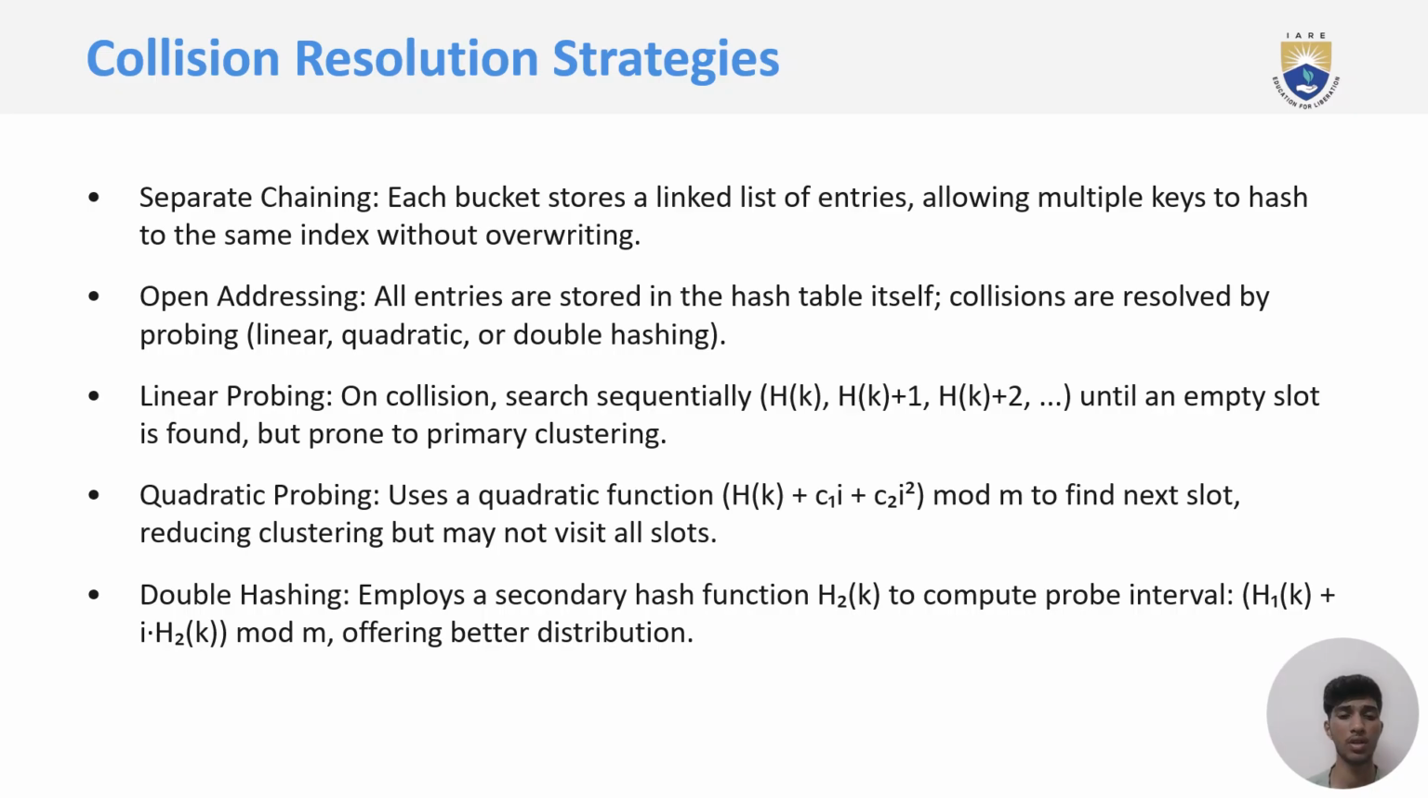Collision resolution strategies. Collisions occur when two different keys map to the same index. There are several strategies to handle collisions. One method is separate chaining, where each bucket stores a linked list of elements. Another approach is open addressing, where all elements are stored directly inside the hash table. In open addressing, probing methods are used to find the next available slot. Examples include linear probing, quadratic probing, and double hashing. Choosing the right collision resolution strategy helps maintain efficient performance.